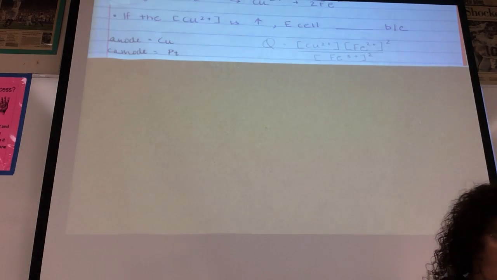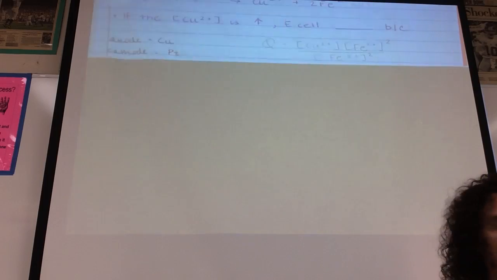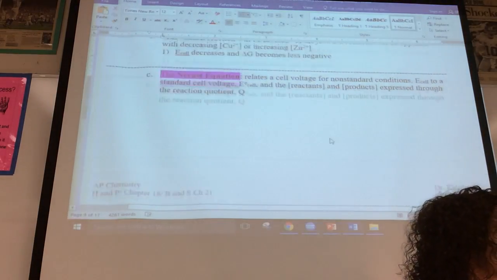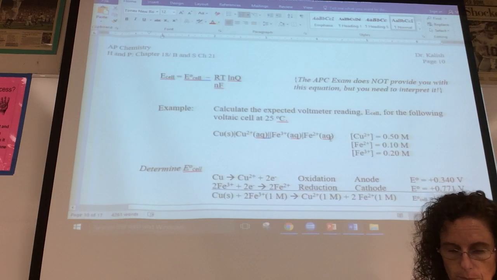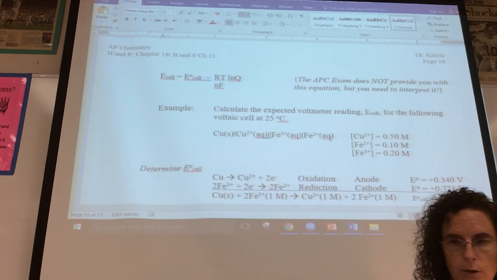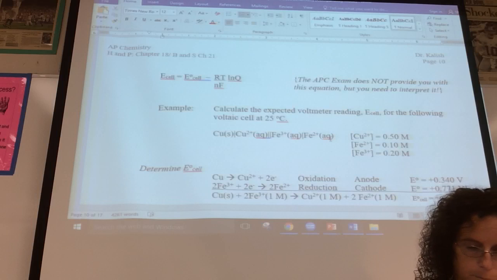Good. All right, so we're going to find a way to relate all of these terms together, and this is going to occur through the Nernst equation. And that equation is shown here. And you're like, but how am I going to possibly remember that? Let's take a look.